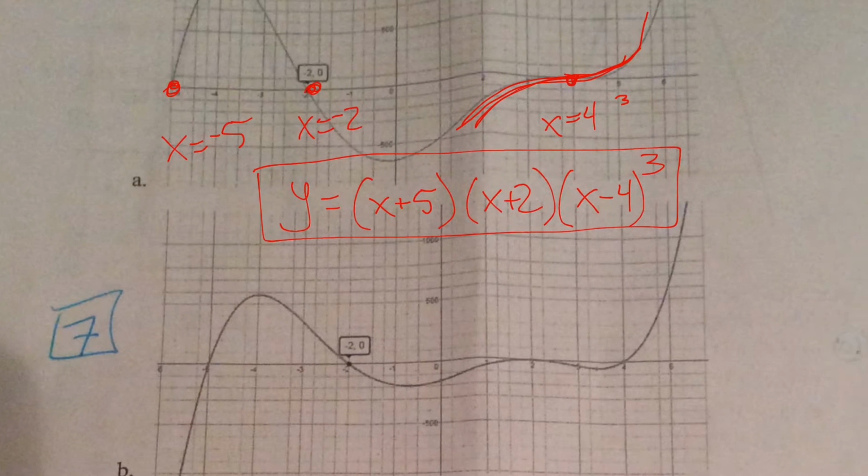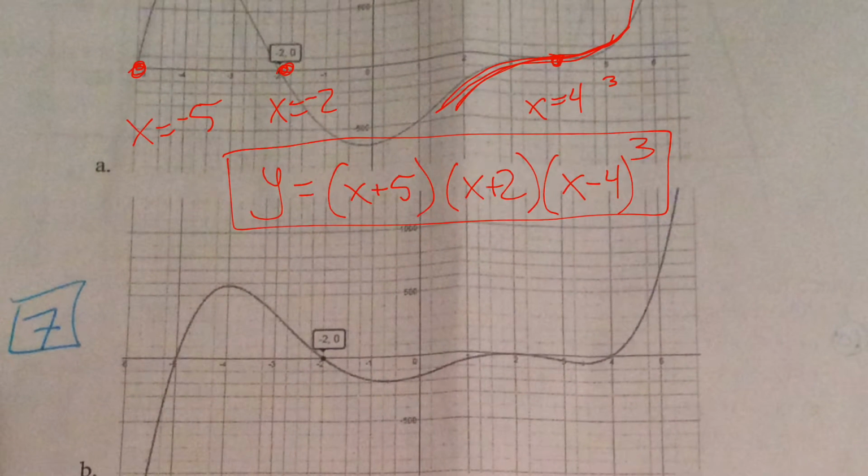So let's go ahead and do B now. If we're doing B, I'll do it in pink. Looks like I have an x equals -5, an x equals -2. I have an x equals +2 and it bounces, so that's going to tell me even exponent. Then I have an x equals +4 and it crosses through. So let's go y equals x plus 5 for that first one. It's going to just cross right through.